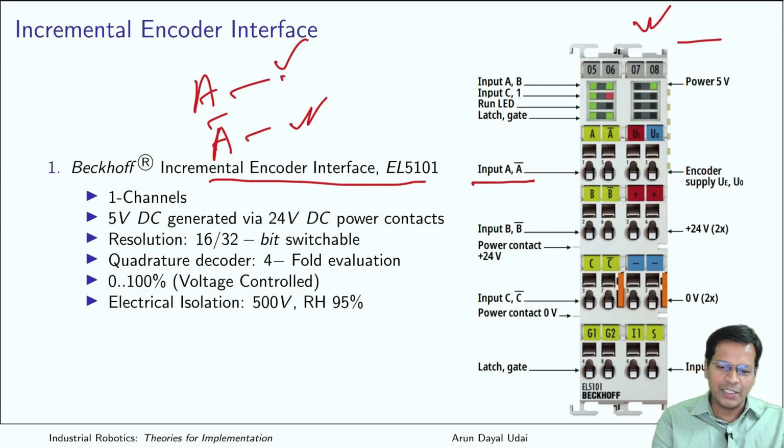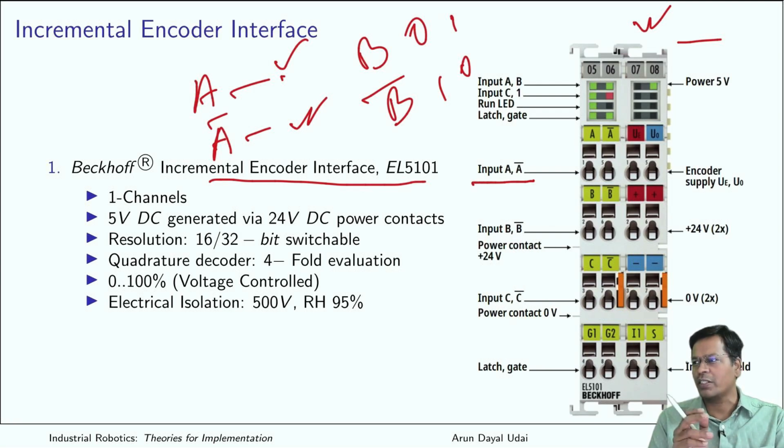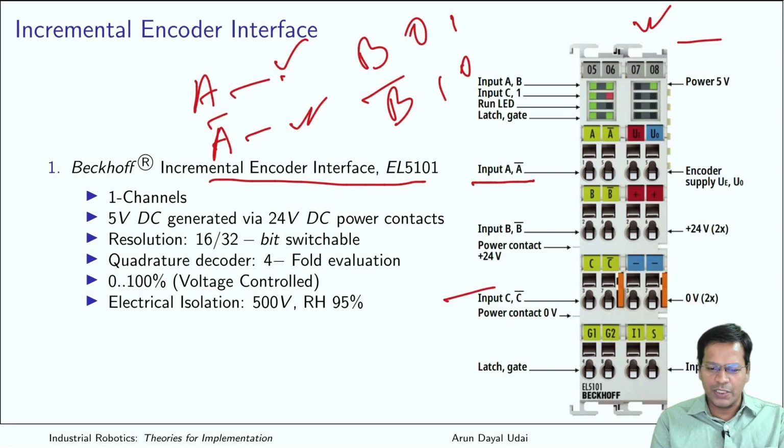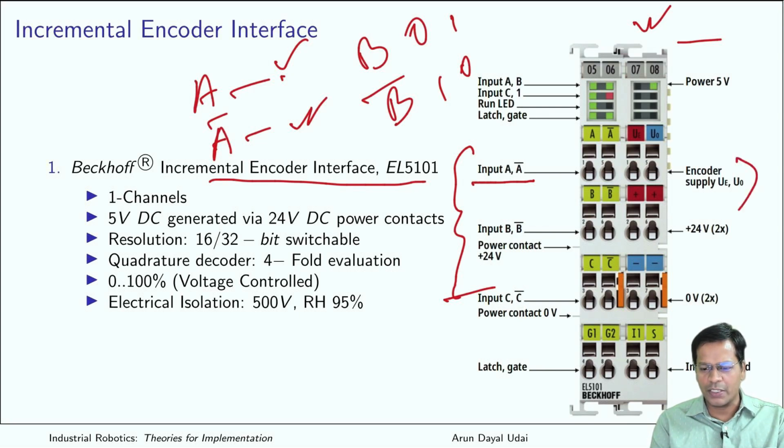Got it? Similarly you have B and B bar available. So if this is 0, this is 1; if this is 1, this is 0. If that is not happening, if both of them are simultaneously 0 or 1, that means your device is faulty. So that is also used as fault detection. Then you have the index, where C and C bar are to be fitted. So these are the connections to interface your optical encoder, and the encoder supply goes from here.